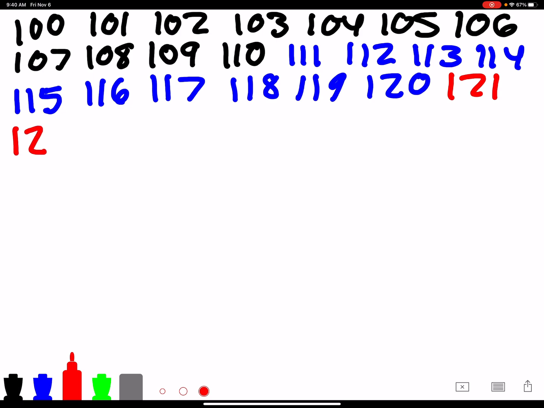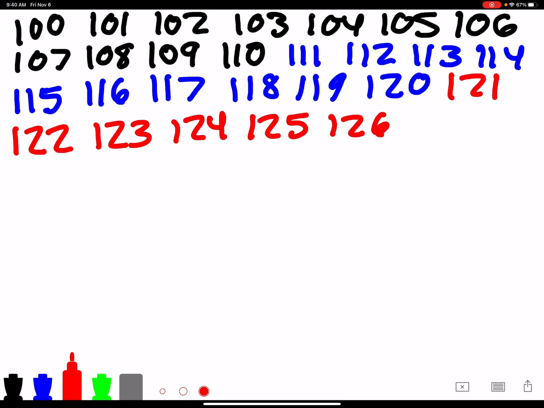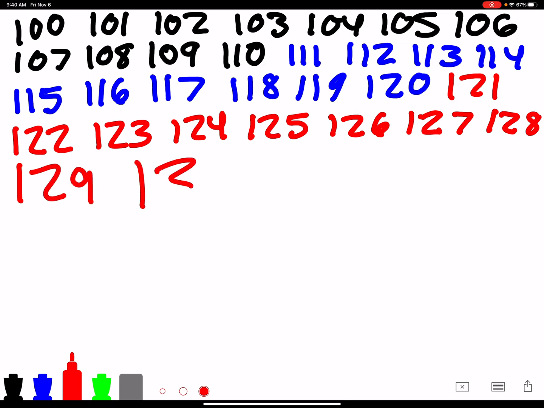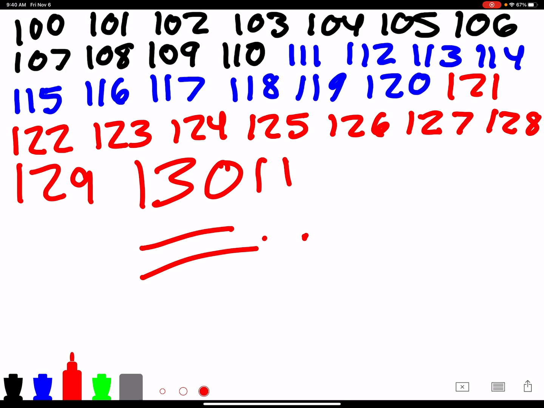121, 122, 123, ooh, you know what I missed? I missed the 100. There we go. 124, 125, 126, 127, 128, 129, and 130. We did it. We counted to 130. That's pretty impressive. Smiley face. Oh, we did it. We are math geniuses.